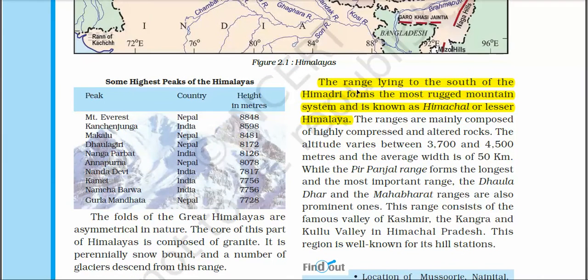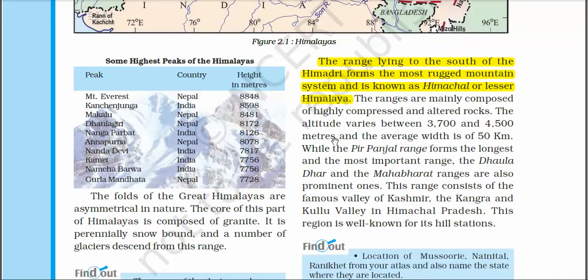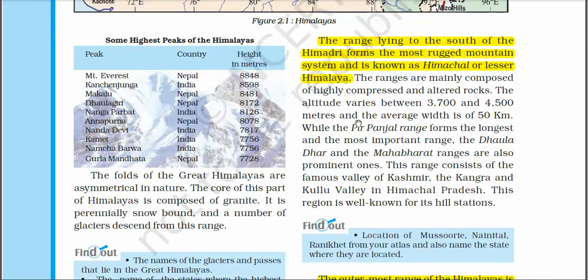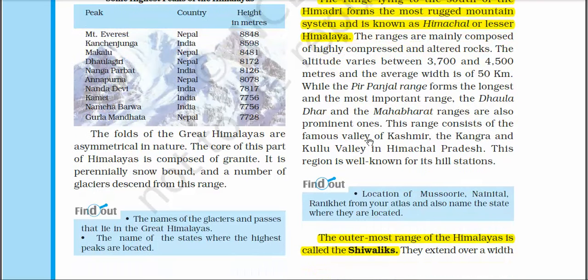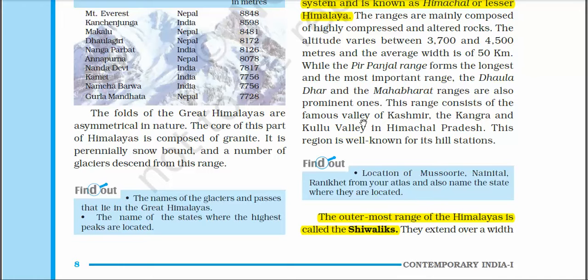The second range, the range lying to the south of the Himadri, forms the most rugged mountain system and it is known as Himachal or Lesser Himalayas. The ranges are mainly composed of highly compressed and altered rocks. The altitude varies between 3,700 and 4,500 meters. While the Pir Panjal range forms the longest and the most important range, the Dhauladhar and the Mahabharat ranges are also prominent ones.